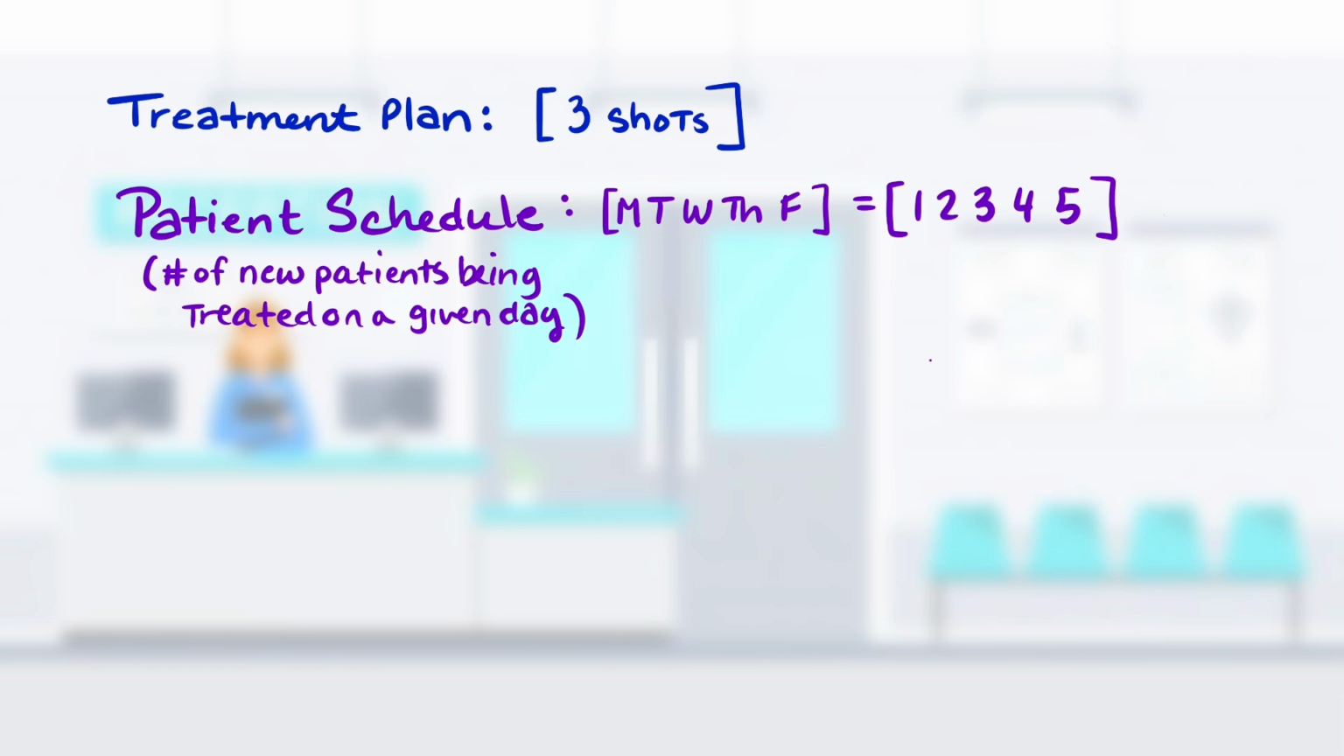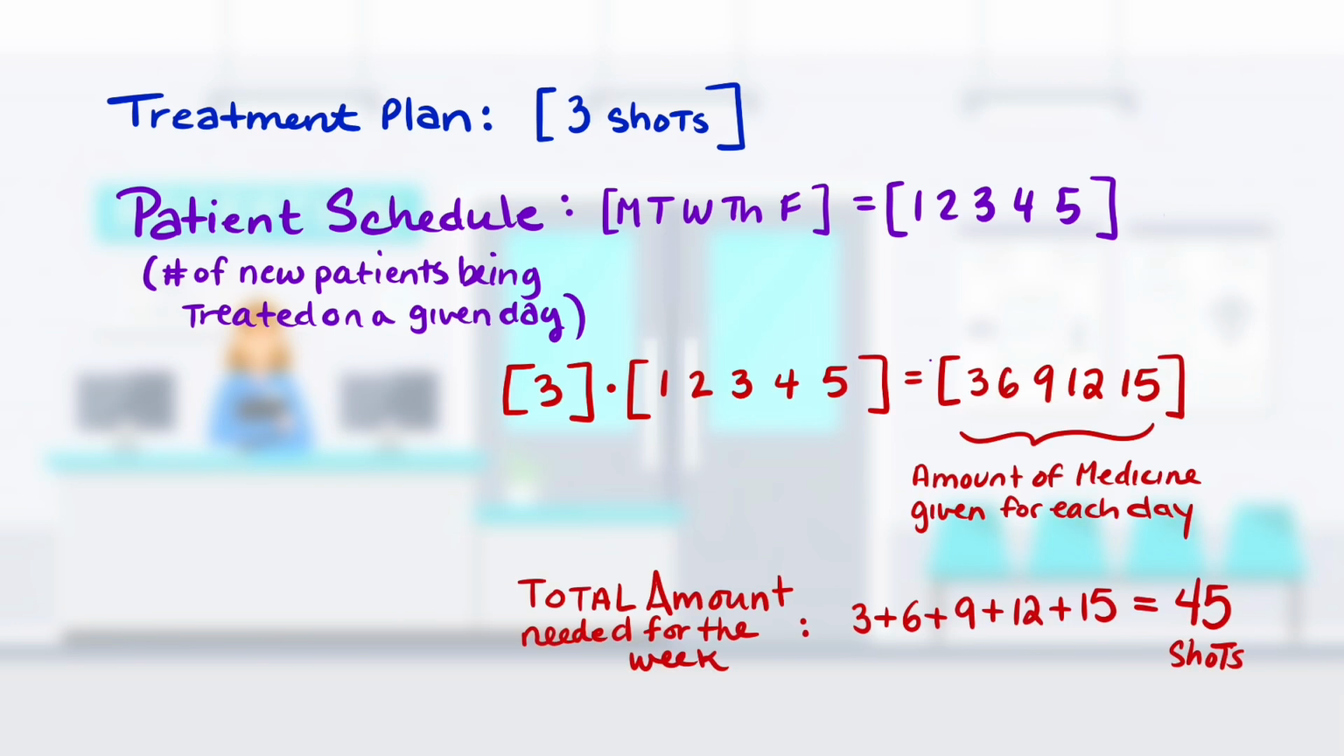How much medicine will we need for the week? A simple multiplication reveals that on Monday we'll need 3 shots, Tuesday 6, etc. And if we add up all the total number of shots, we have 45 shots needed for the week.